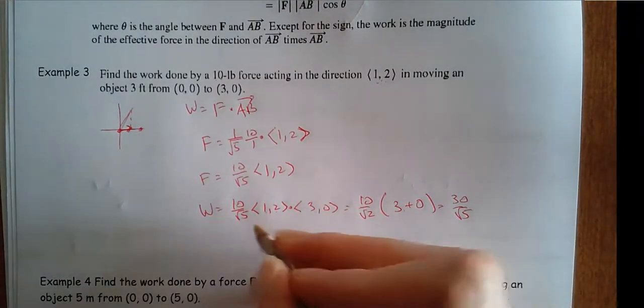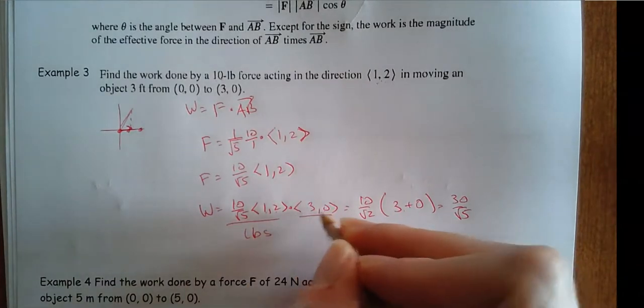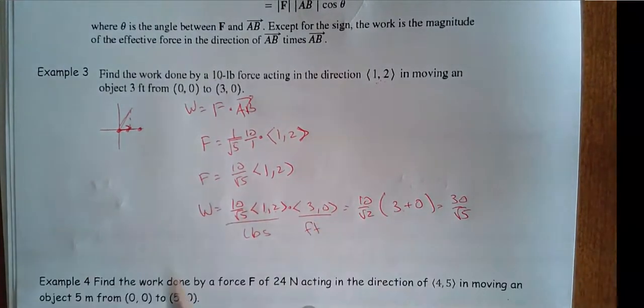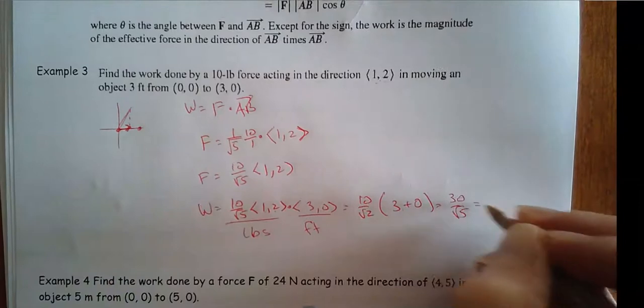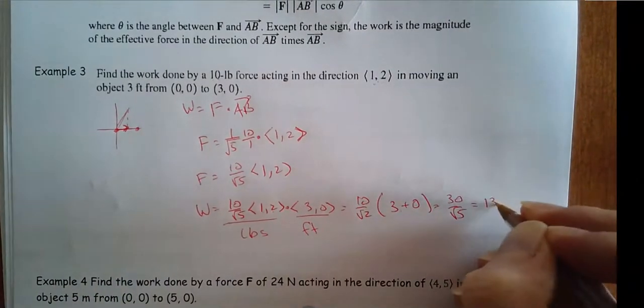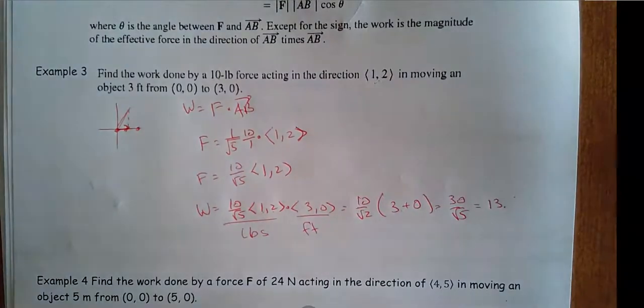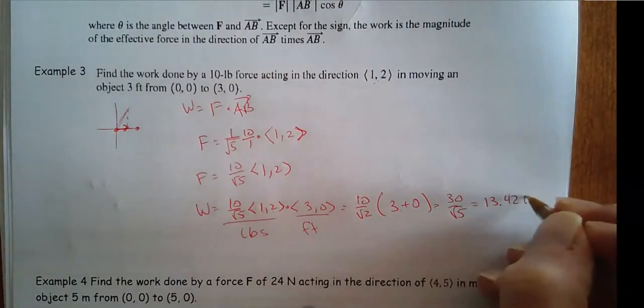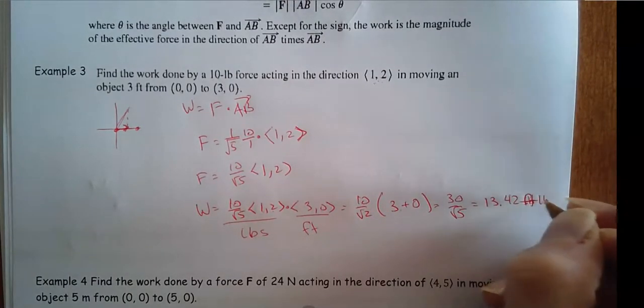Okay, now if you look at this, this was pounds of force. And then this 3, 0 was feet, because we moved it 3 feet from 0, 0. So if it moved it that many feet with this many pounds, then the answer is going to be foot pounds. So it would be 13.42. Couldn't read my own handwriting. Foot pounds.